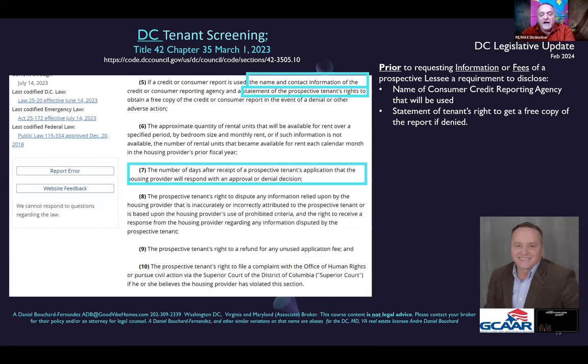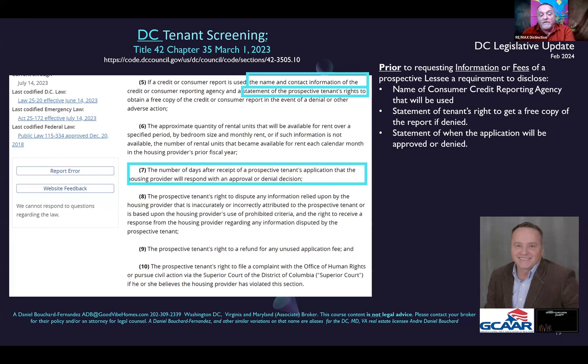All right. The next thing that it requires of us is a statement of when the application will be approved or denied. So if you're taking applications today, May 7th, and you're going to say that the applications will be approved by May 10th or May 15th or whatever, you have to give them that date up front.